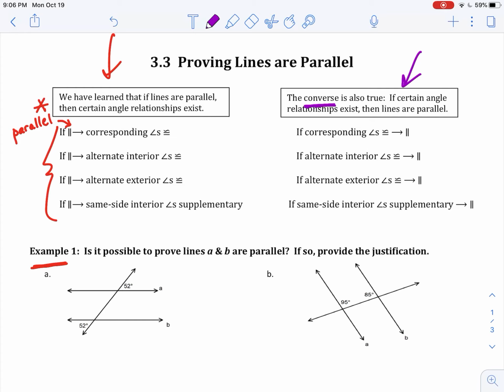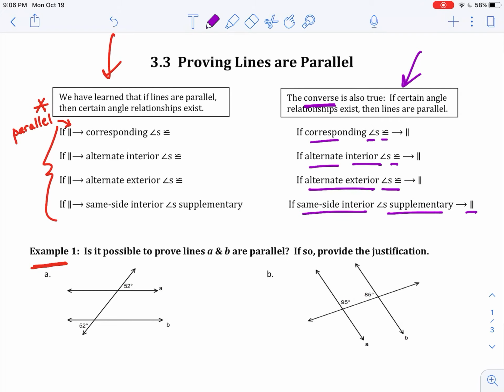I'm sorry, I'm actually saying that wrong. I'm forgetting about saying the word congruent. So if we knew we had corresponding angles that were congruent, then we have parallel lines. If we knew we had alternate interior angles that were congruent, then we would have parallel lines. If we knew we had alternate exterior angles that were congruent, then we'd know we have parallel lines. And if we had same side interior angles that were supplementary, that would indicate that the lines are parallel.